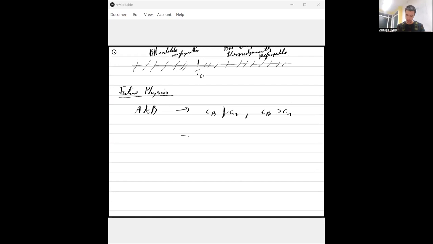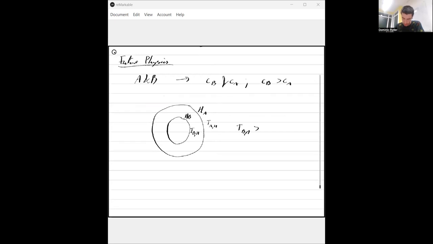The event horizon for CA particles will be outside that of CB particles, because CB particles can travel faster, and so they can escape stronger gravitational potentials. So the horizon for B particles is inside that for A particles. And that means that the Hawking temperature for A particles, let's say T_AH for A on the horizon, is going to be less than that for B particles, because of course for smaller horizons we have larger Hawking temperatures. So we have T_BH is larger than T_AH.